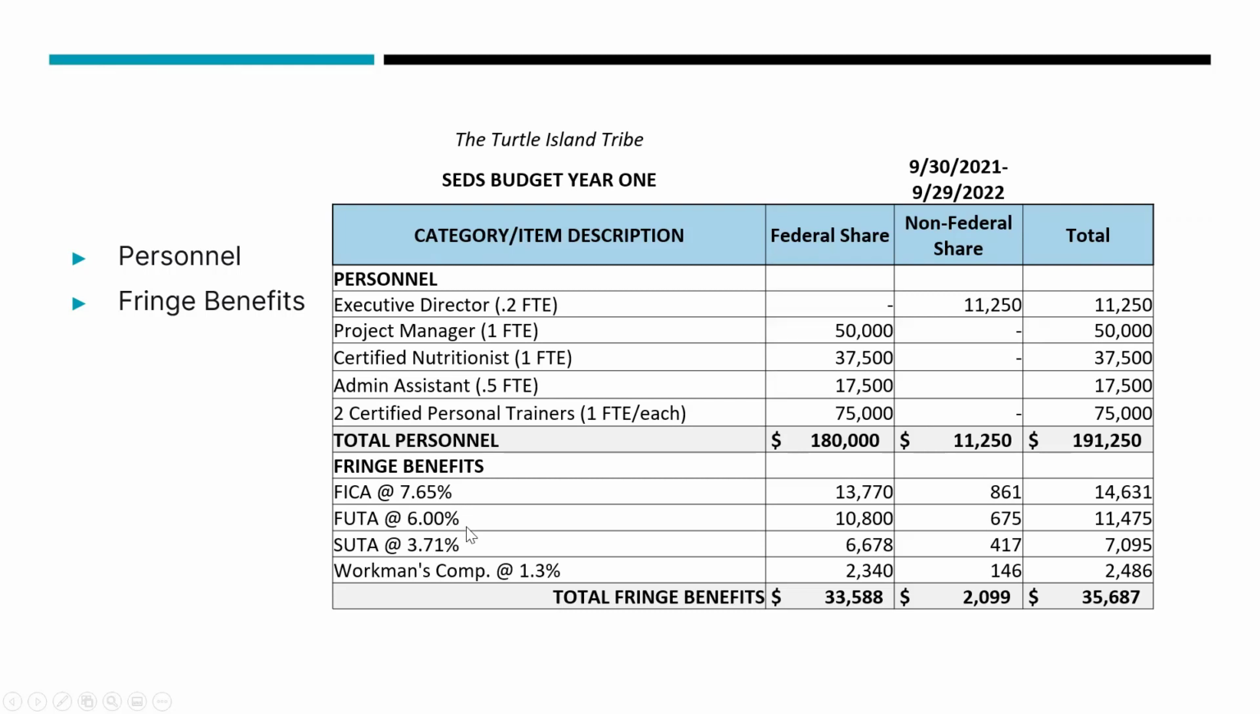The fringe benefits are noted. The FICA, I believe, is a standard rate of 7.65, and it's a calculation that's based on the salaries for both the indirect and for the non-federal share and the federal share salary. The federal unemployment insurance is this rate, and so is the state unemployment insurance, and the workman's comp rate is given as well.